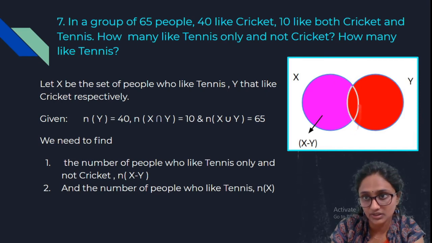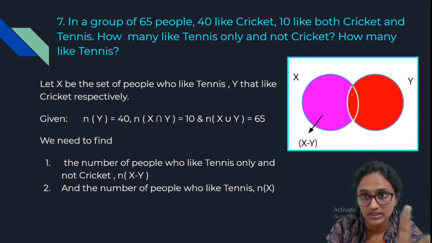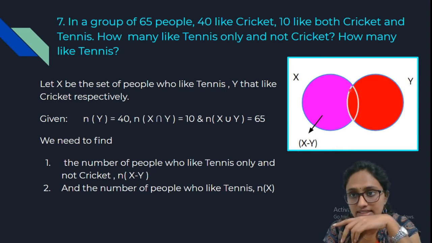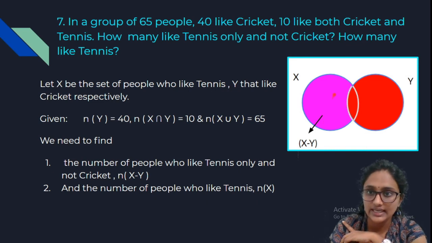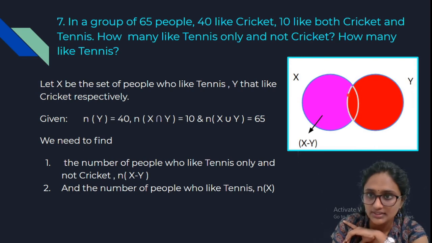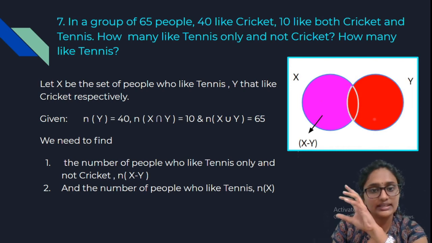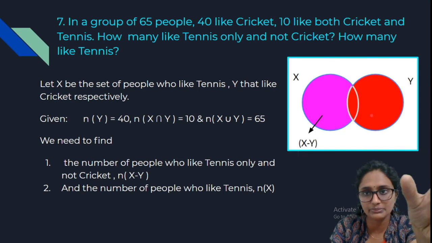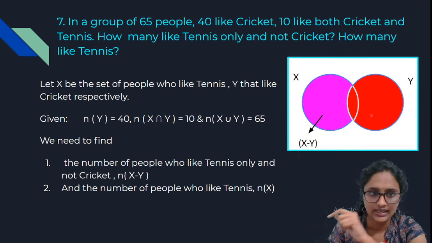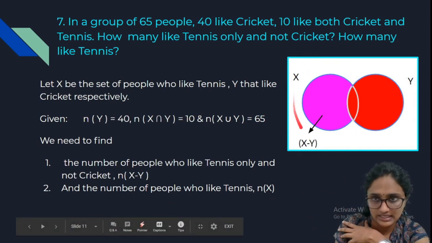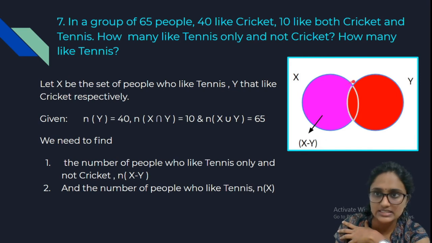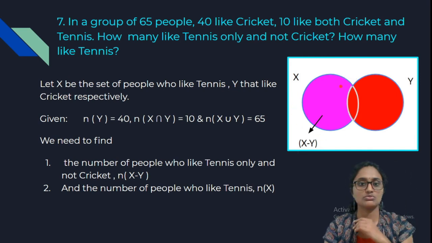This intersection portion of people like both tennis and cricket, so we need to subtract this number of people from the whole set X. We can also write X minus Y, because in the set X, this portion belongs to the set Y. If we subtract, X minus Y gives the set of people who like tennis only. The second part is the number of people who like tennis, that is the whole n of X. We need to find n of X minus Y as well as n of X. So let's move on.